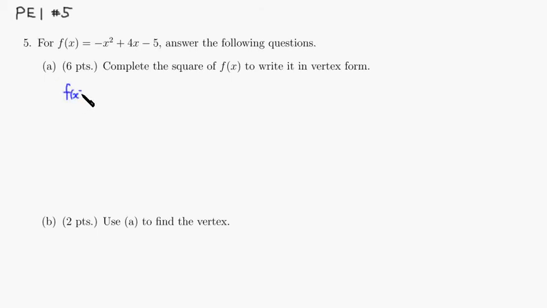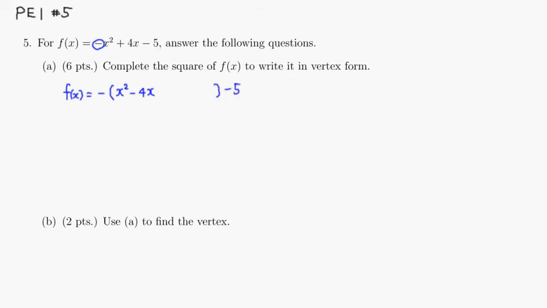The first thing I will do is factor out the leading coefficient, which is negative 1. So I'll pull out the negative sign from the first two terms. So you have x squared, so it's going to be negative 4x. Then I put the negative 5 right at the end. So negative 5.